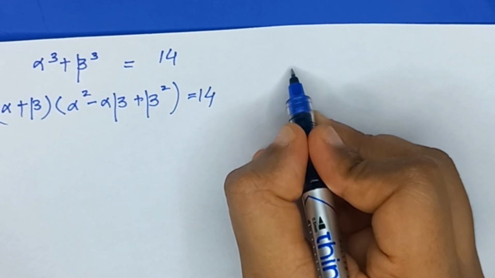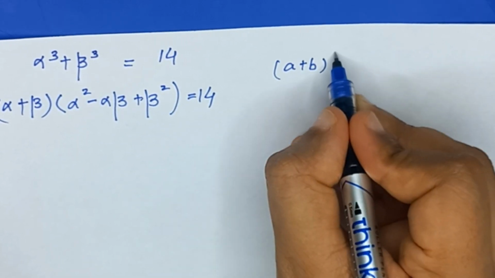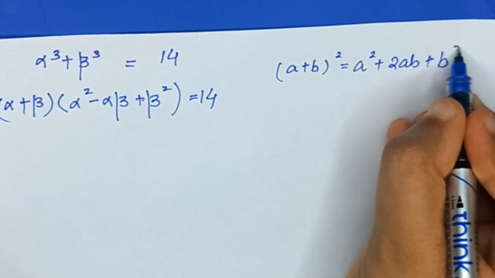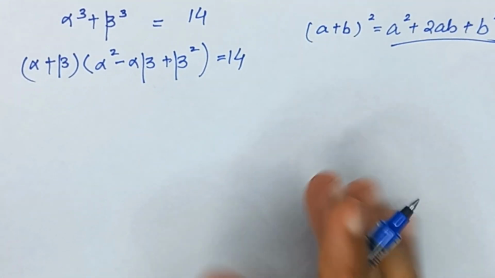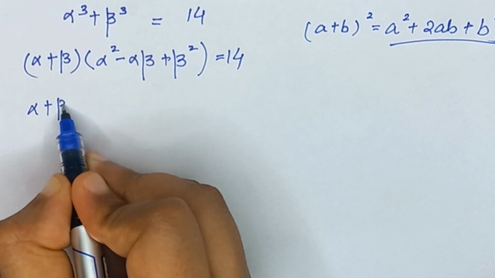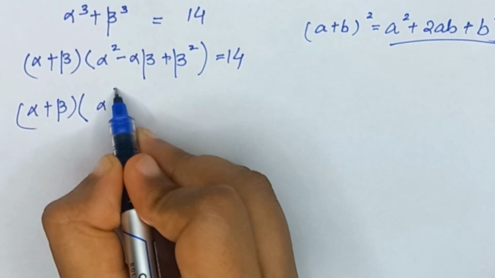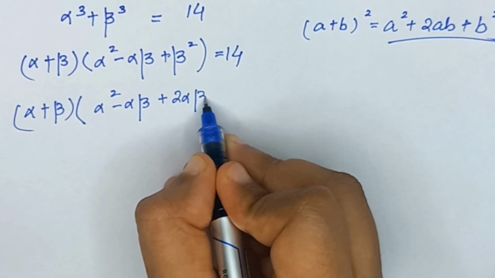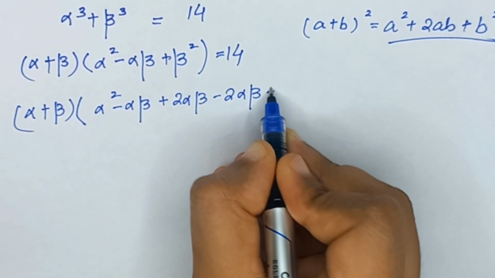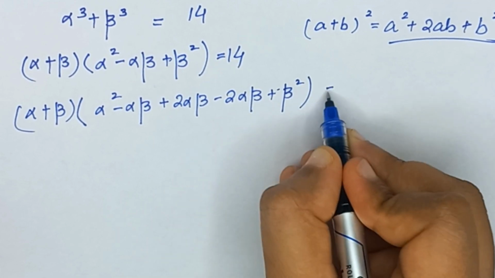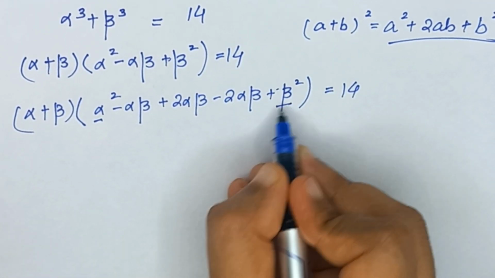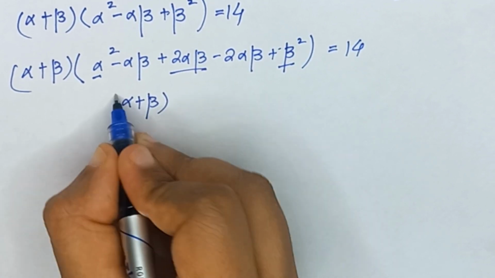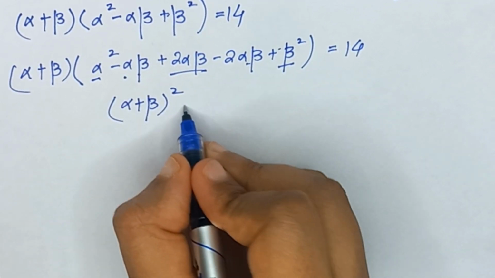And we know that a plus b whole square is equal to a square plus 2ab plus b square. Now we will try to make this form here. So alpha plus beta times alpha square minus alpha beta. If I add 2 alpha beta here and also subtract 2 alpha beta, then it will be this alpha square, this beta square, and this 2 alpha beta, which will give us alpha plus beta whole square, and it will be minus 3 alpha beta.